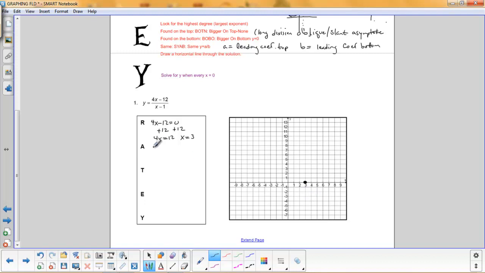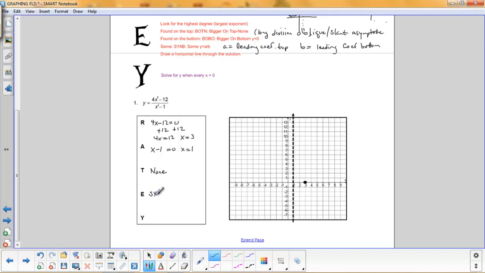A, set the bottom equal to 0. x minus 1 equals 0. So x equals 1. A, put a vertical asymptote at x equals 1. T, tangency or togetherness. I'm looking for a multiplicity of 2. Well, there's no squared terms anywhere, so there are no multiplicities of 2. So I'll mark this as none. E, end behavior. I'm looking for the highest degree. That means I've got a 1 on the x here and a 1 on the x here.